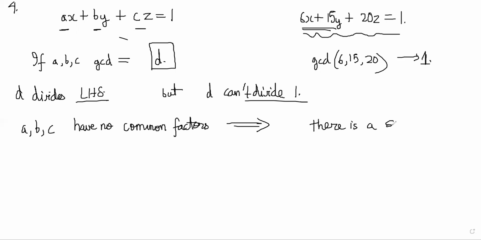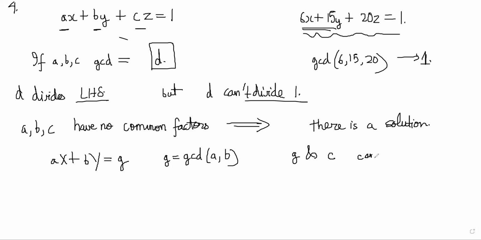But how to find that solution? Do the same thing we did earlier. Let's say AX plus BY is equal to G, and G is equal to the GCD of A and B. Because A, B, C have no common factors, that means G and C cannot have common factors, right? Because G has common factors with A and B, but then it cannot have any with C.